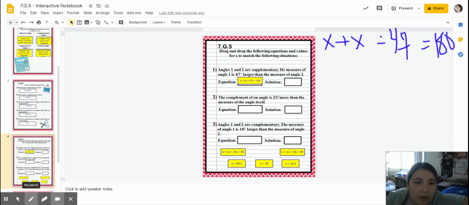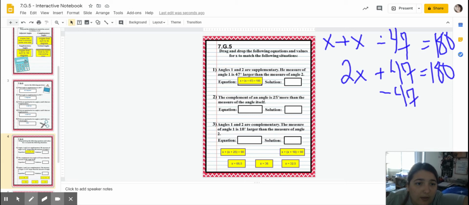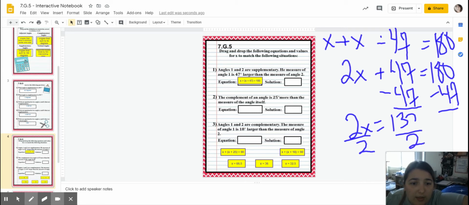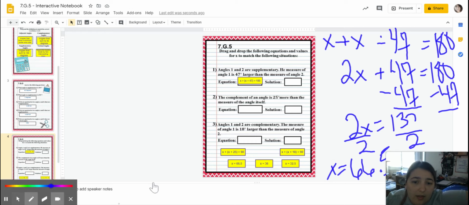So we have two x's, so 2x plus 47 equals 180. All right, now we can go further. We can subtract this 47. Now we have 2x is equal to 133, divided by 2, divided by 2. We end up with x equals 66.5. So I'm going to take our 66.5 down here, and we're going to drag and drop that up over here.